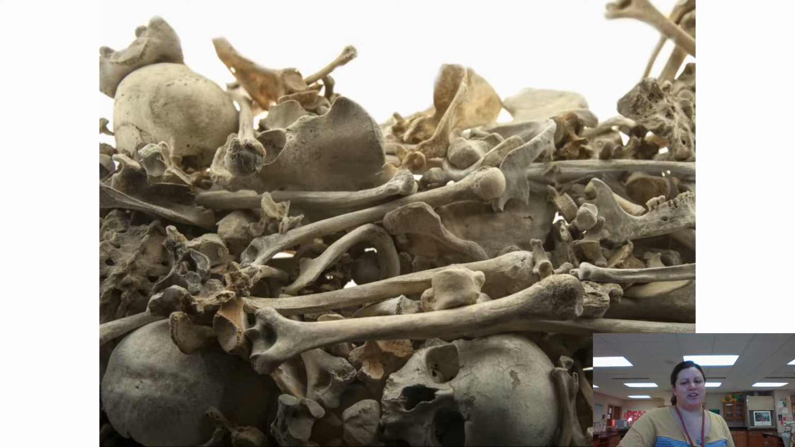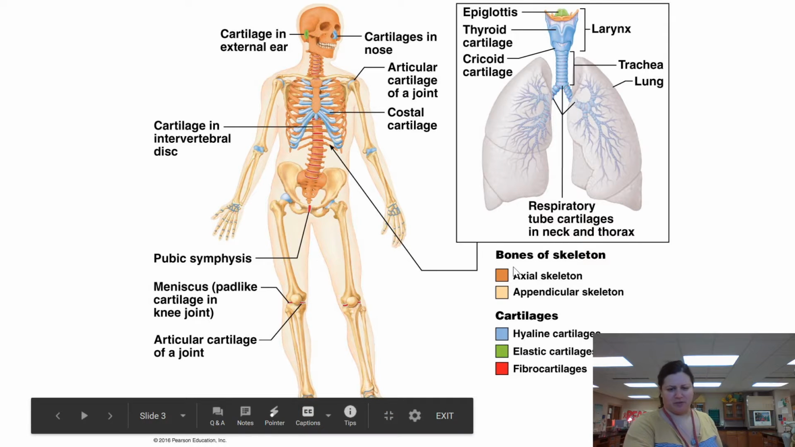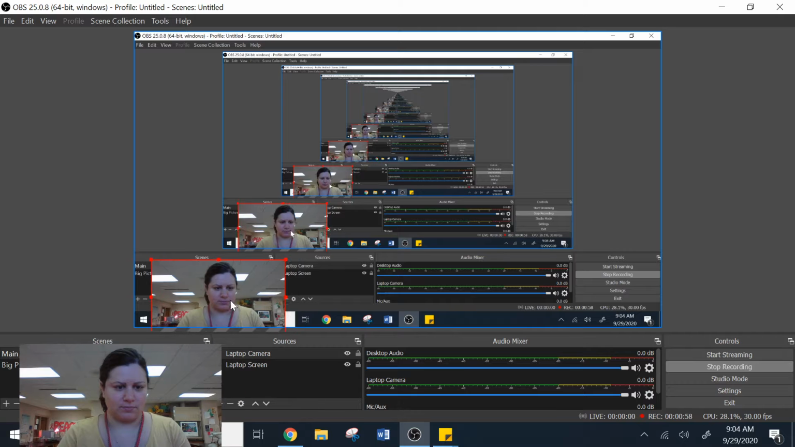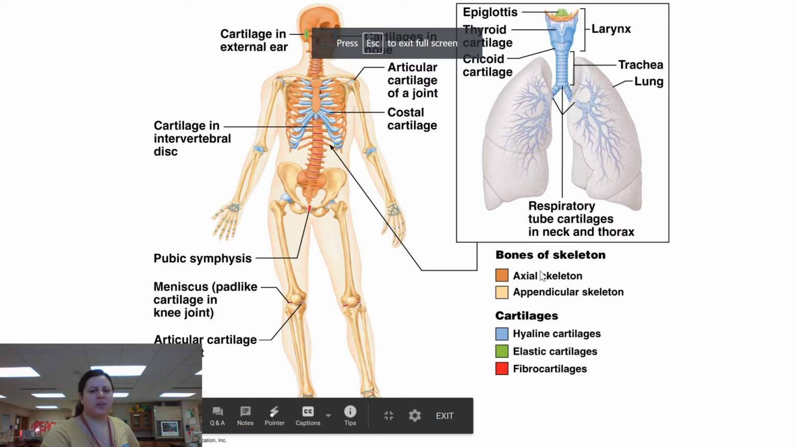And then we're going to compare them to how they're actually classified. We are going to classify them in two main ways based on their location and their shape. So for location, the skeleton is divided into the axial skeleton and the appendicular skeleton. Those words are right here, by the way. Hopefully my camera's not blocking them. There we go, the axial skeleton and the appendicular skeleton.